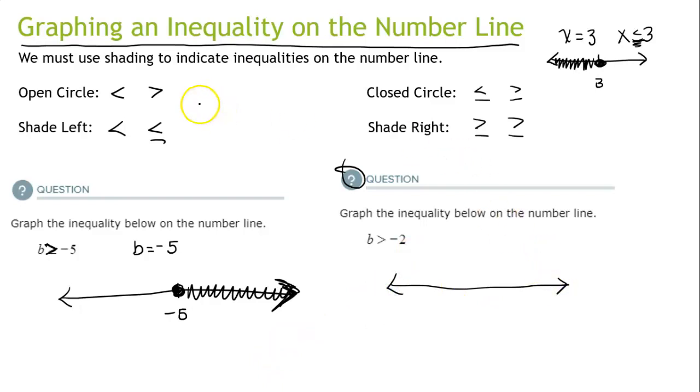All right, this time it's a greater than. So I don't want to include -2. I want to go right up to -2 and stop. And so I show that using an open circle. And it's still greater than, which means it's pointing to the right. So I would shade to the right here. Nice job.